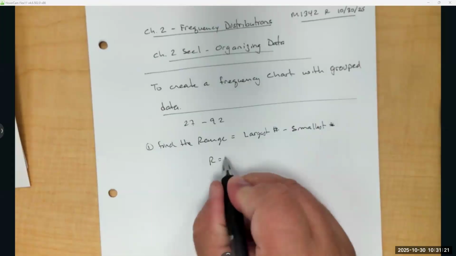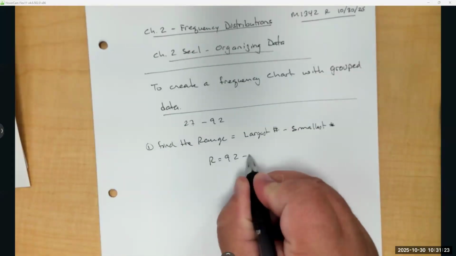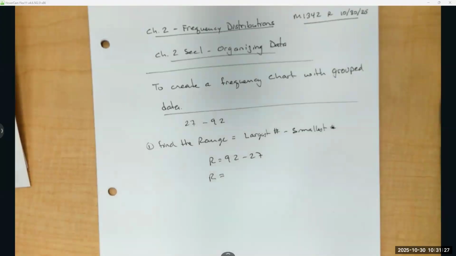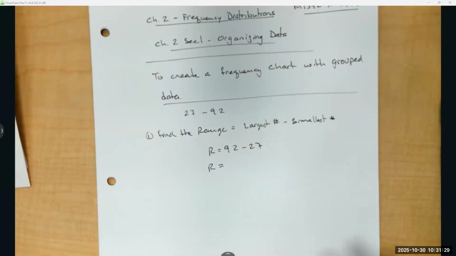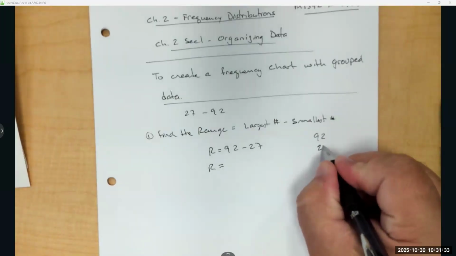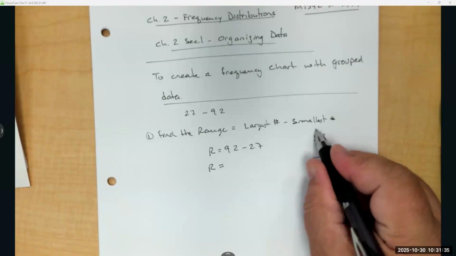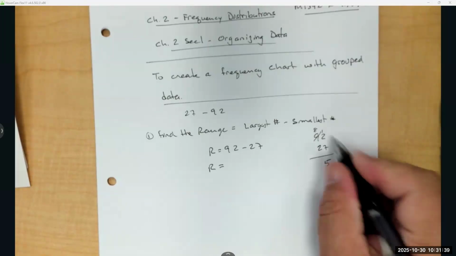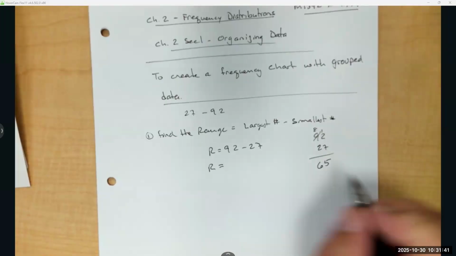So the range is between 92 minus 27, which is how much? How much? 12 minus 7 is 5. 8 minus 2 is 6.